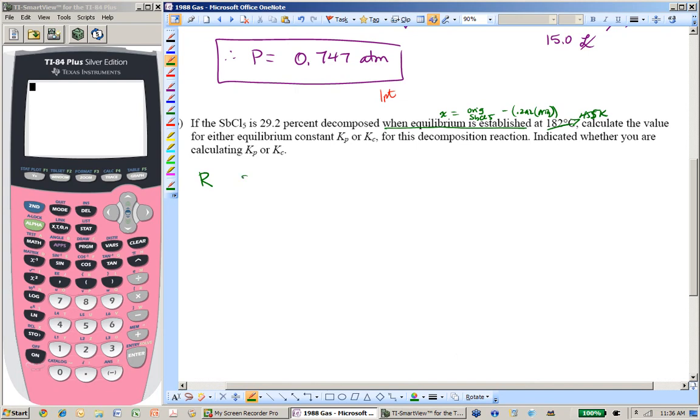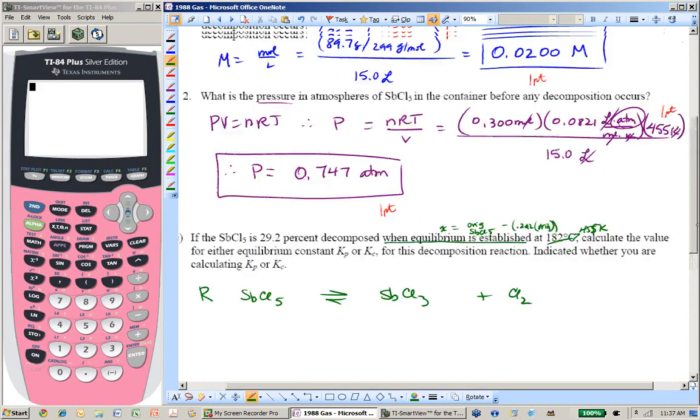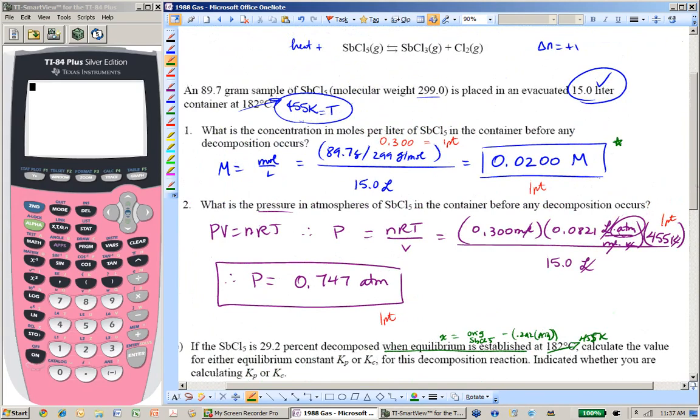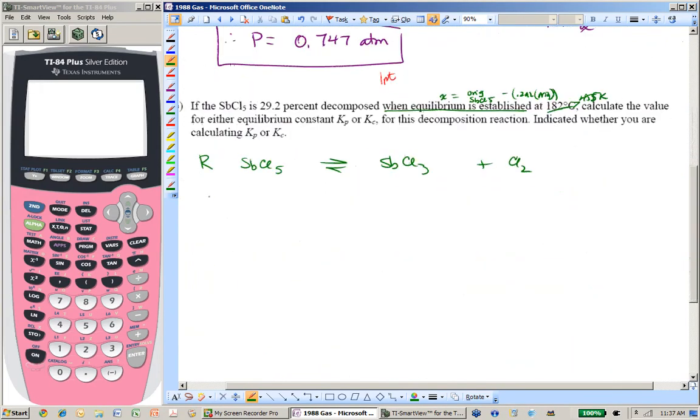So SbCl5 is in equilibrium with SbCl3 and Cl2. So why did I choose to do that? Because way back up here, they had me calculate 0.02 molar. So initially, 0.0200 molar. None, none. Because they said before the decomposition reaction begins. Now, the change was, since this is a 1-to-1-to-1 stoichiometry, cheesy, makes it easy, minus x, plus x, plus x. So equilibrium in terms of x is 0.0200 minus x. 0 plus x is x, and 0 plus x is x.